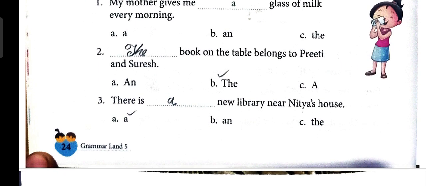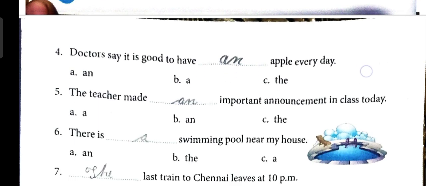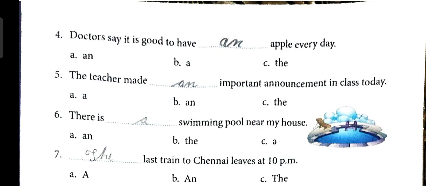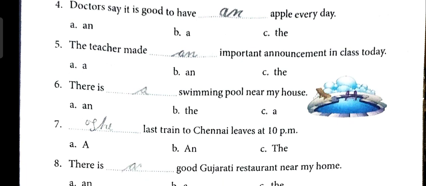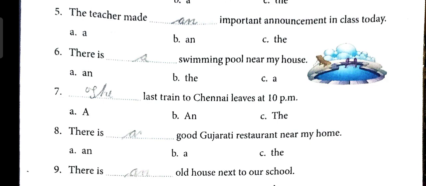If I talk about the question number 3, there is a new library near Nita's house. So if I talk about library, the new library will take a. Now we are going for the question number 4. Doctor says it is good to have an apple every day. On the question number 5, the teacher made an important announcement in the class today. Question number 6, there is a swimming pool near my house.